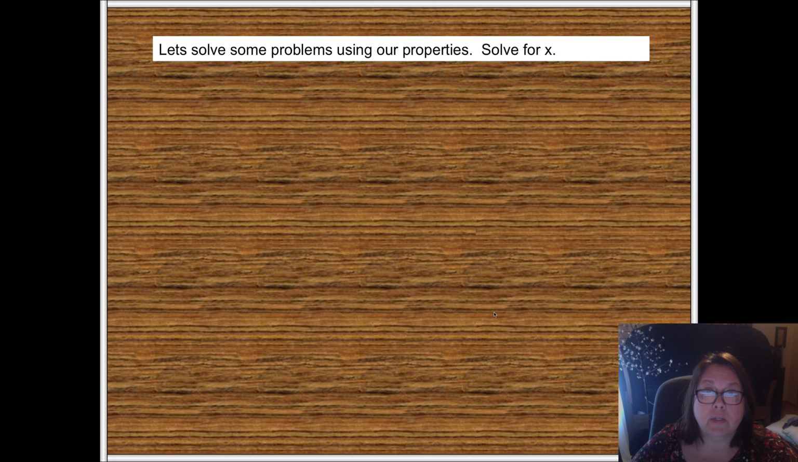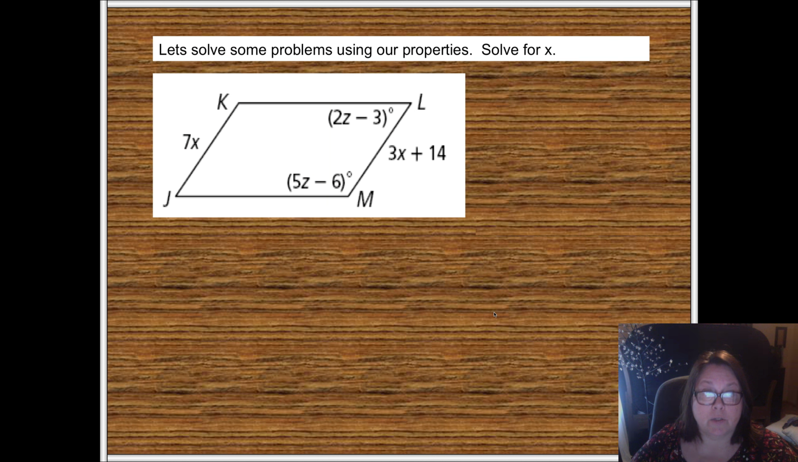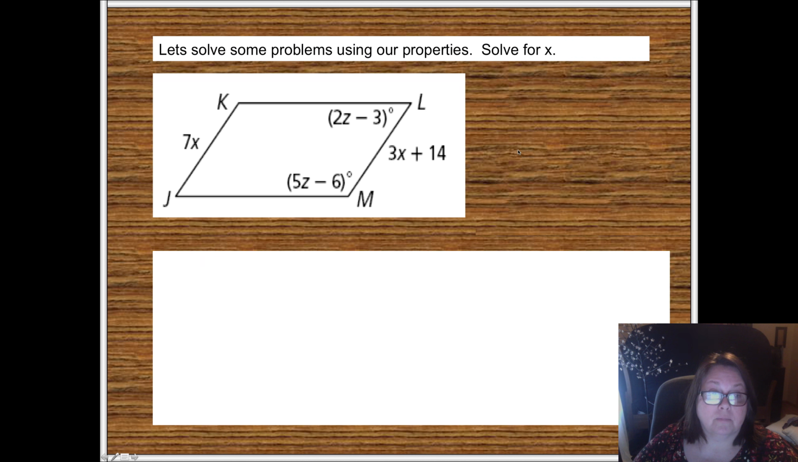All right, so let's look at the type of problem that you're going to be dealing with. Here's a parallelogram labeled J, K, L, and M. And I have a lot of information that's given to me in the picture, but if you'll notice, my question here says, solve for x. So that's all I'm looking for. Here's an x, and here's an x. Okay, so that tells me that I'm dealing with the sides.